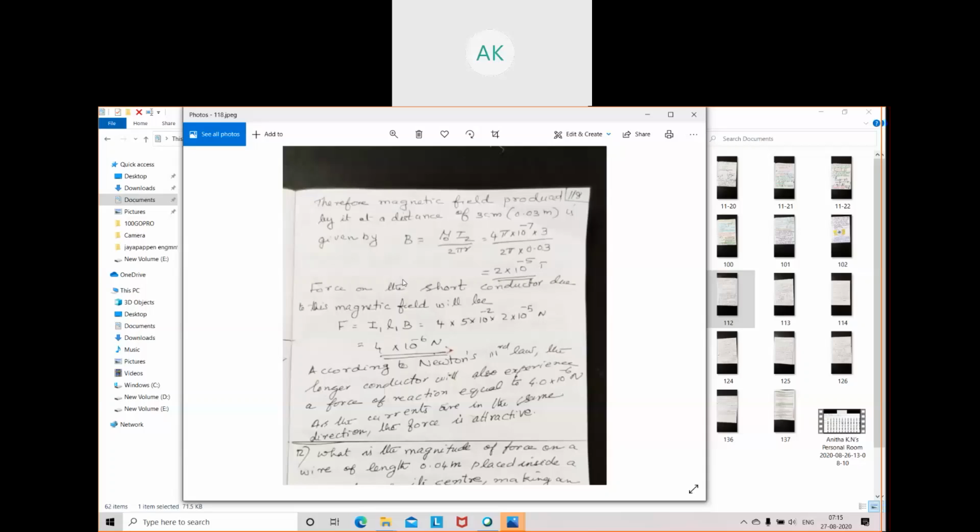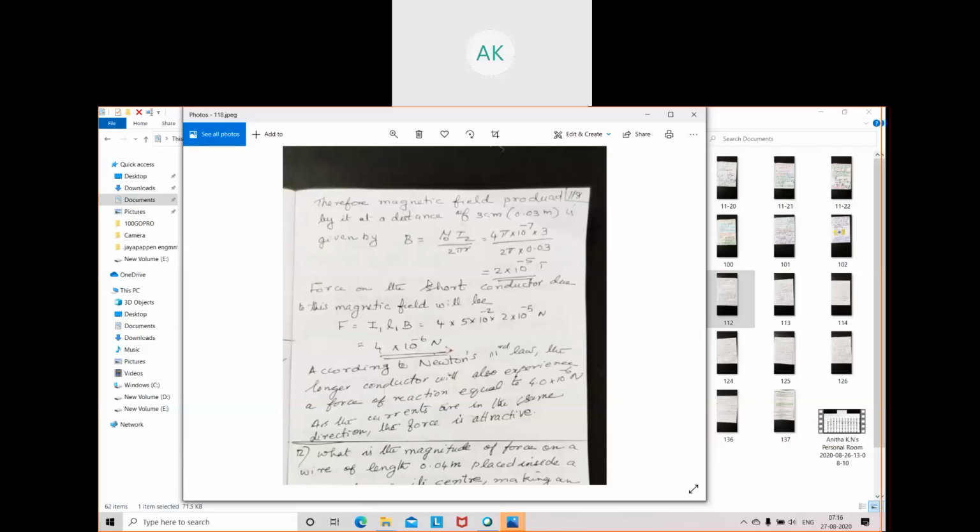Two methods are there. One is first finding the magnetic field produced around the first conductor. That magnetic field you can find, B equal to mu0 I2 by 2 pi R. Then you find the force, BIL sin theta. Theta will be 90 here. When you draw the figure, you will see that theta will be 90. So the BIL formula you can use.